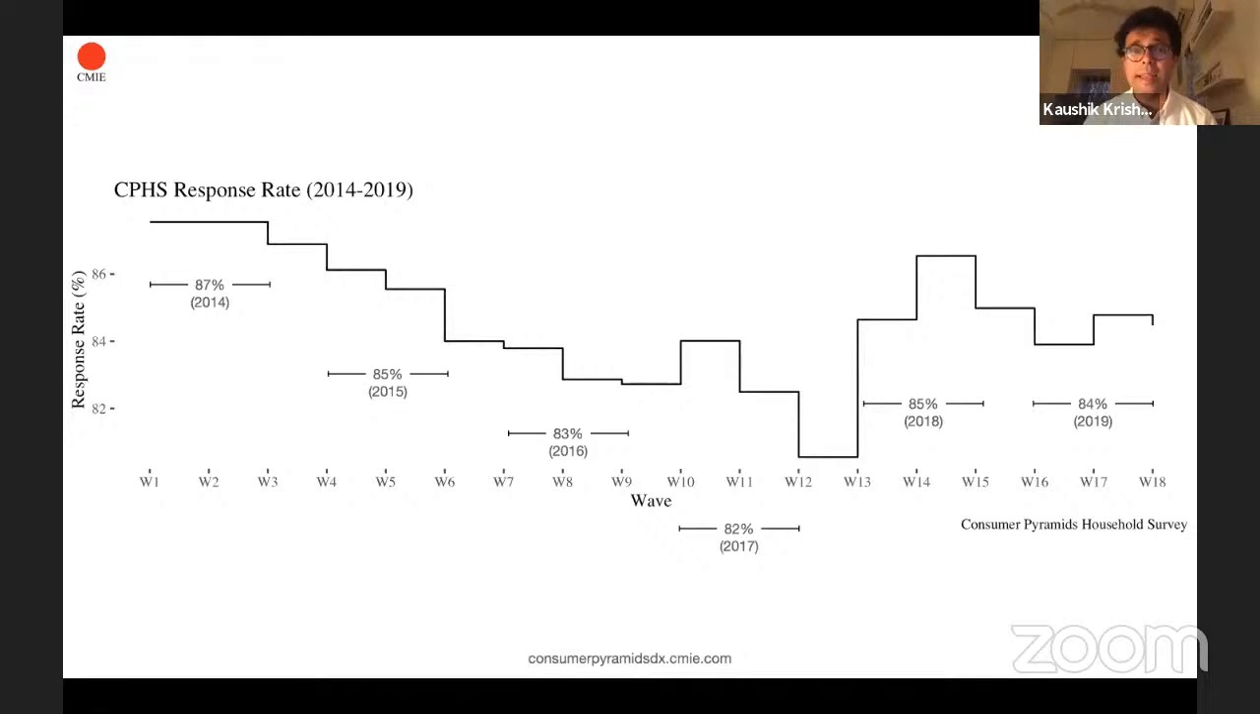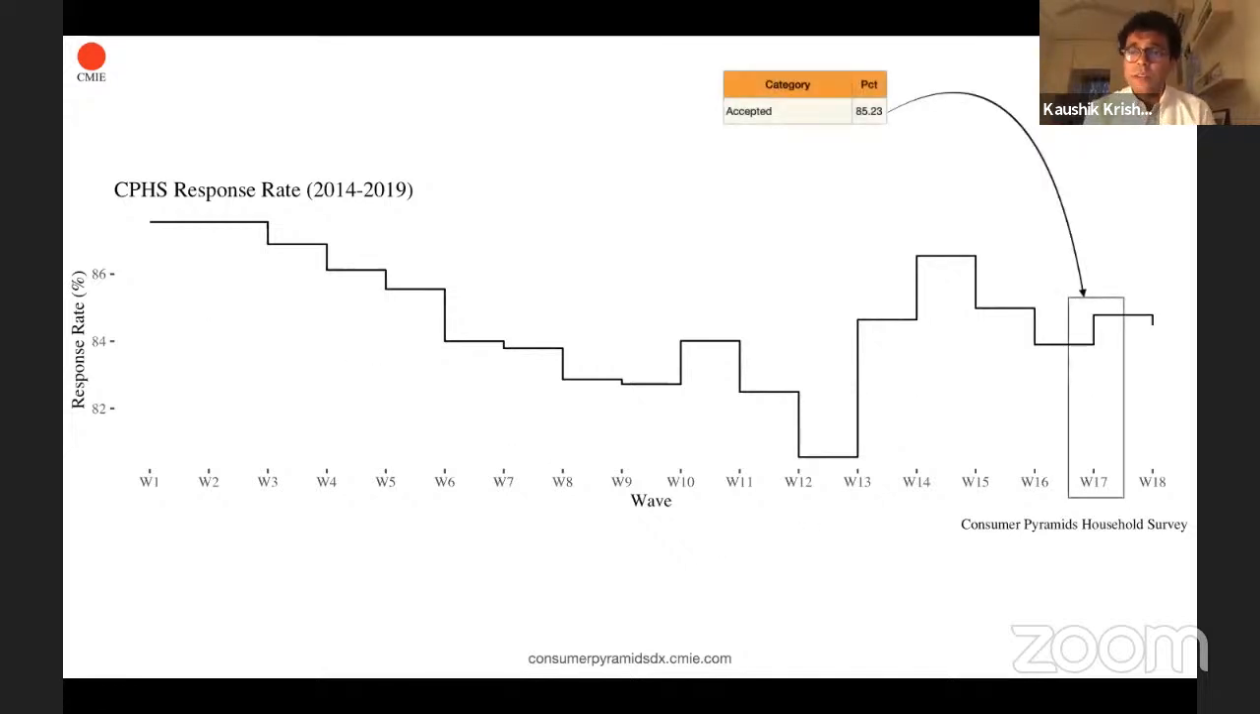I'll say one last thing, though, about current surveying efforts. As many of you know, those of you that use our monthly data, our response rates are actually rising. So we're escaping that lockdown shadow. And I'm quite confident that we'll be in this ballpark again quite soon.